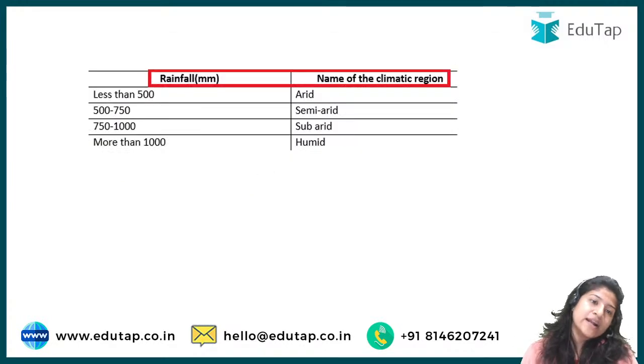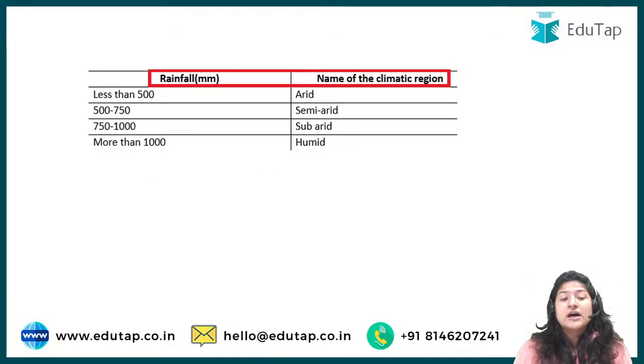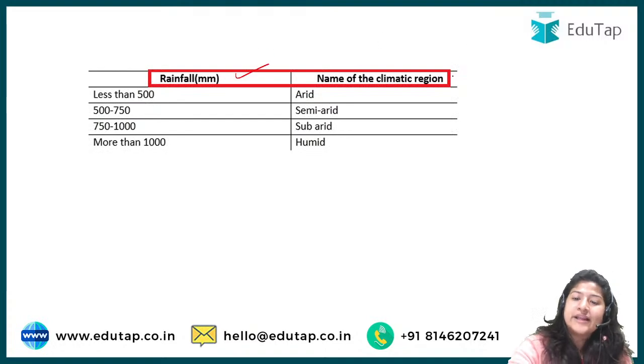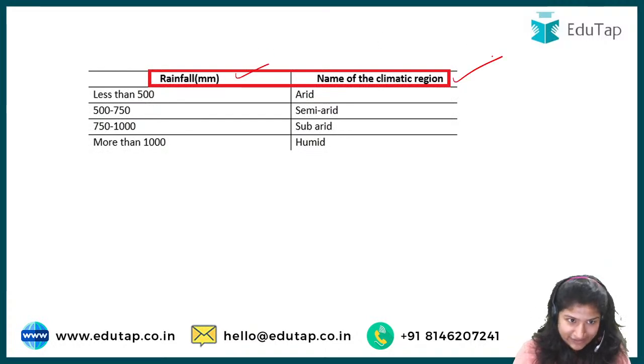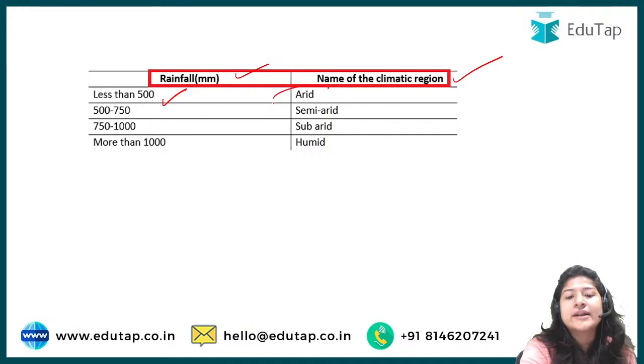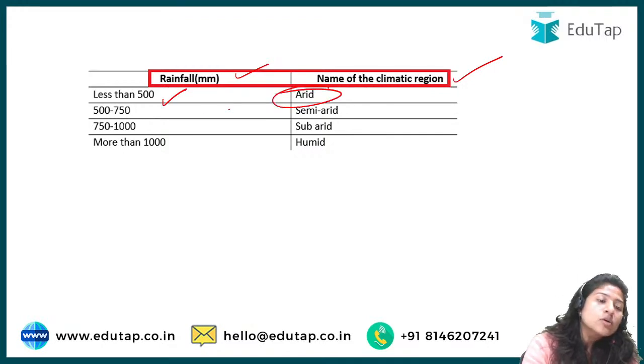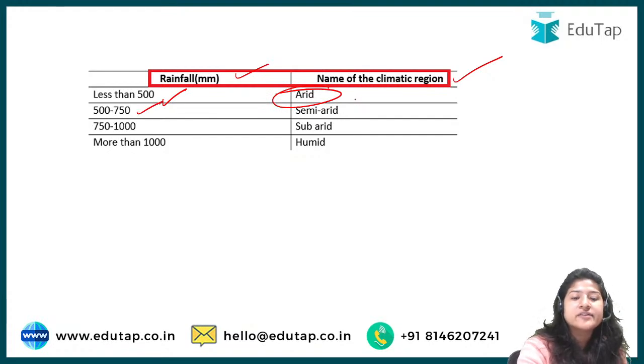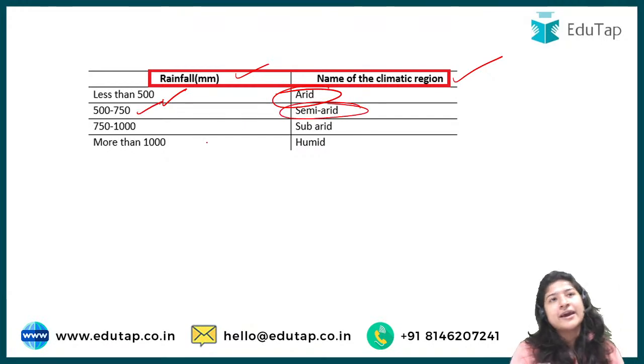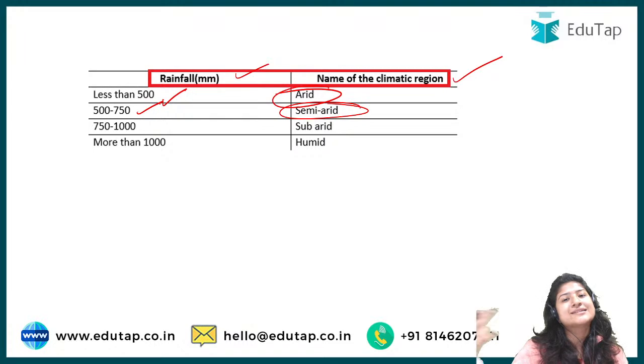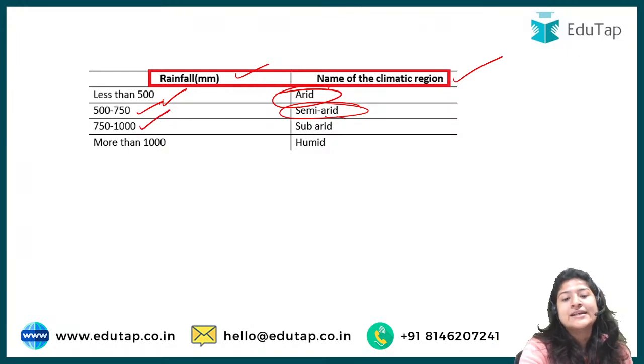So what are the categorizations? Let's look at it. According to the rainfall, the name of the climatic region has been assigned here in India. If the rainfall is less than 500, we call it arid region. For 500 to 750, it's called semi-arid. Arid, you can assume as air, right, it's dry. So for less than 500, it's arid. For 500 to 750, it is semi-arid. For 750 to 1000, it is sub-arid.